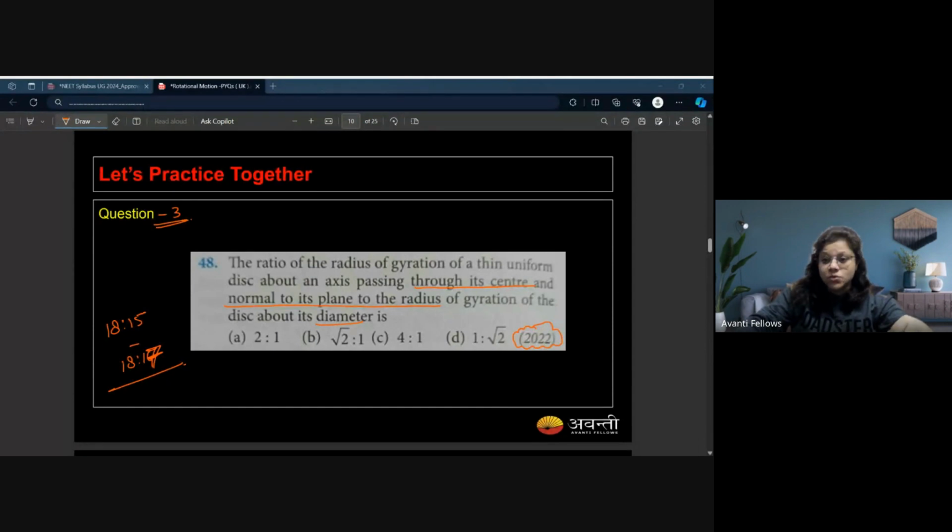Okay. So I've got 6 votes for this question as well. And the maximum vote goes for option B. So I think it would be option B. Let's do the question.